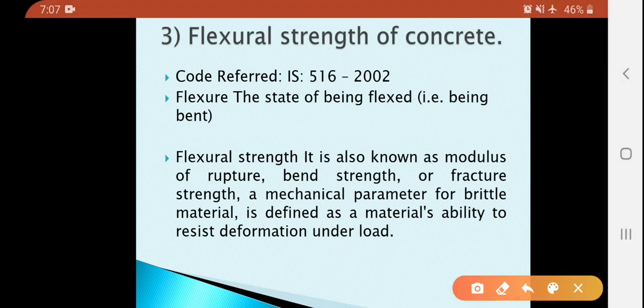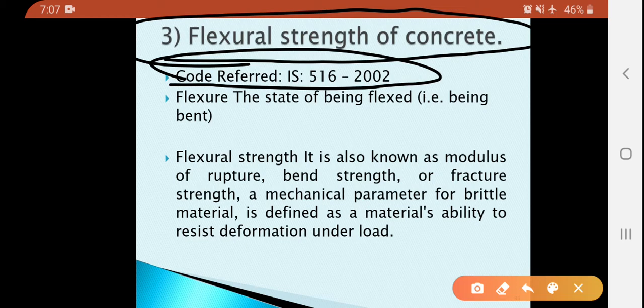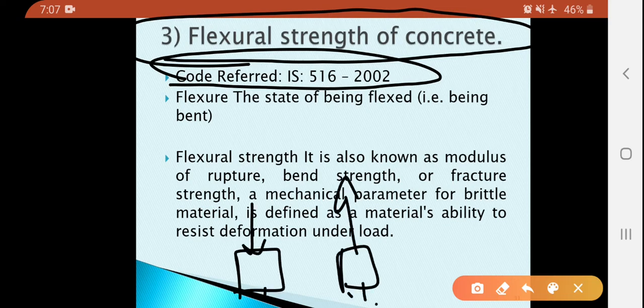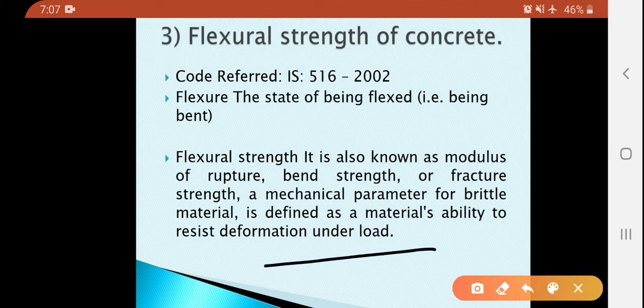Next and the last one, flexural strength of concrete. Again the code is IS 516 2002. What do you mean by flexural strength? First in concrete you have learned compressive strength, right? And in the next one we have learned tensile strength. Then what do you mean by flexural strength? Here, nothing but we are casting a beam and we are applying different load conditions.